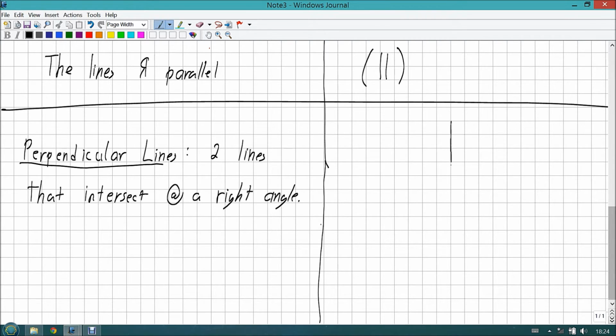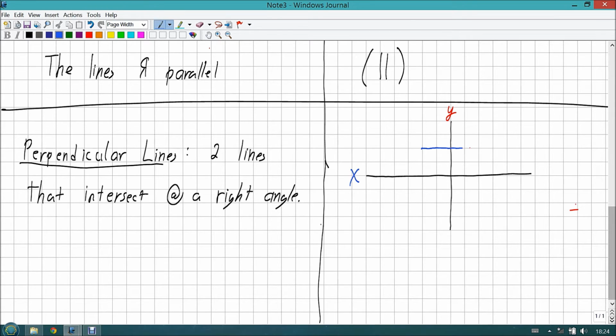I'll tell you something, they're really special. I mean they're actually really important, and they define the Cartesian coordinate system. I'm talking about the x-axis and the y-axis. The x-axis and the y-axis always intersect at a right angle, which means that x is always perpendicular to y.